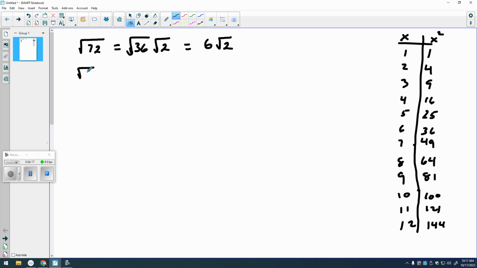Let's try another one. Square root of 50. Take a second. What perfect square goes into 50? 25. 25 times what gives me 50? 2. What is the square root of 25? 5. And what is the square root of 2? I don't know, some decimal. And I'm done.